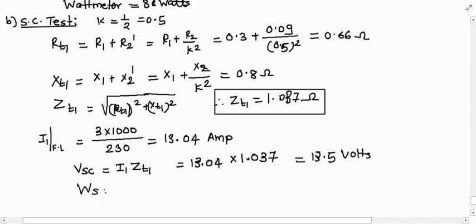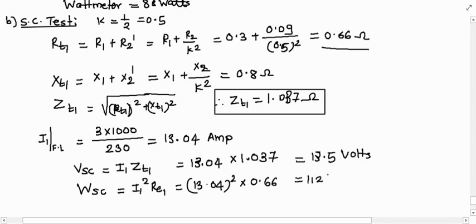Similarly, we can find out WSC from this too. WSC is nothing but I1 square into RE1, because at short circuit only copper loss takes place. Iron loss is neglected totally. So that's why I have taken only RE1 here. So 13.04 whole square into what is RE1? 0.66, we have just calculated this. Okay. So this will give you 112 watts. Copper loss is in watts.